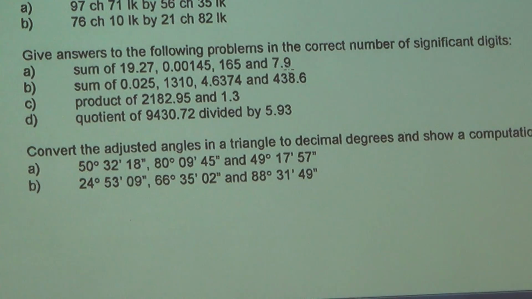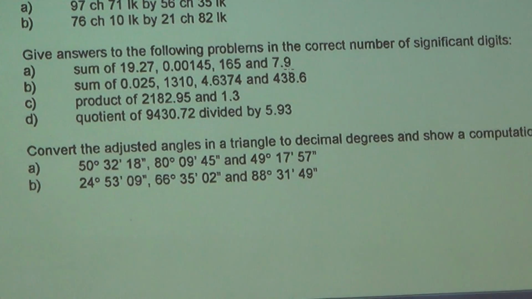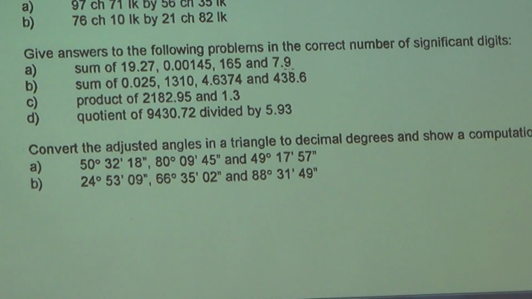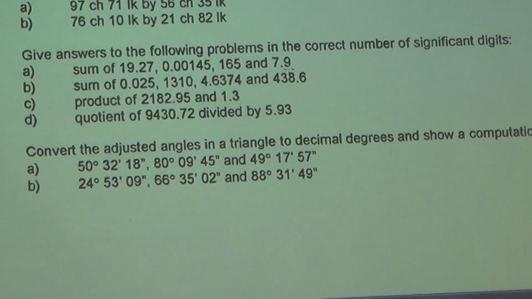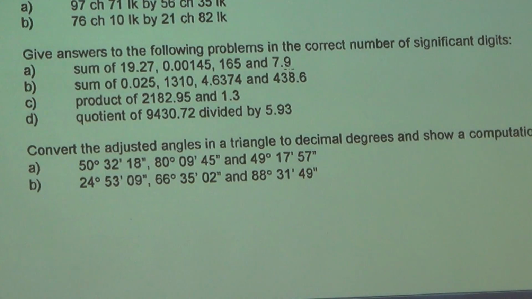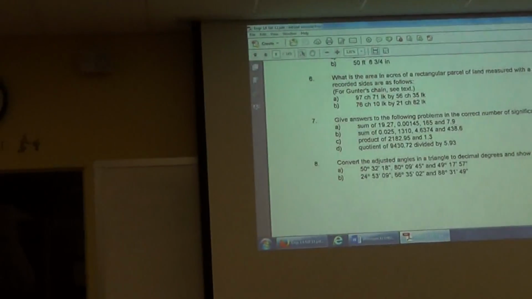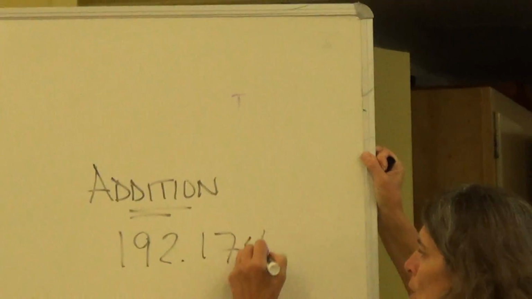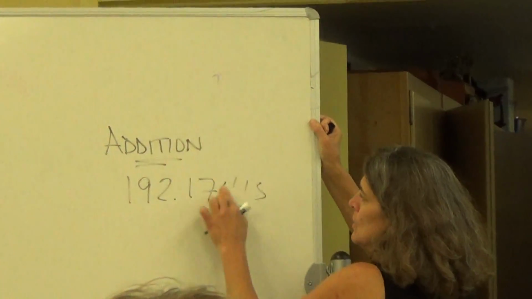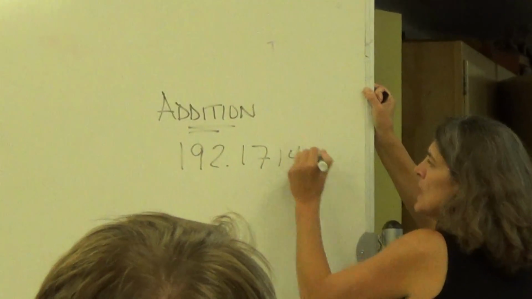So somebody pull out a calculator. We're going to need calculators in this class all the time. Add those numbers up. 19.27 plus 0.00145 plus 165 plus 7.9. What number do you get? So the addition of these numbers you get. Anybody got it yet? 192.17145. Okay, somebody else got that too? Yeah, I got that.